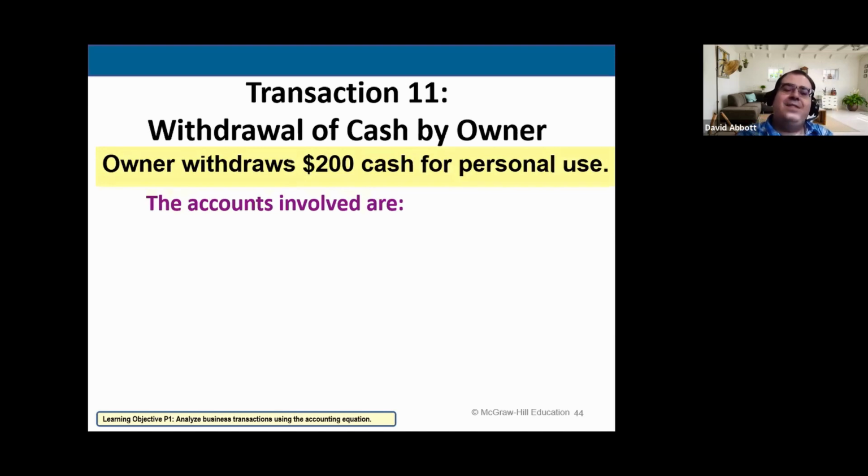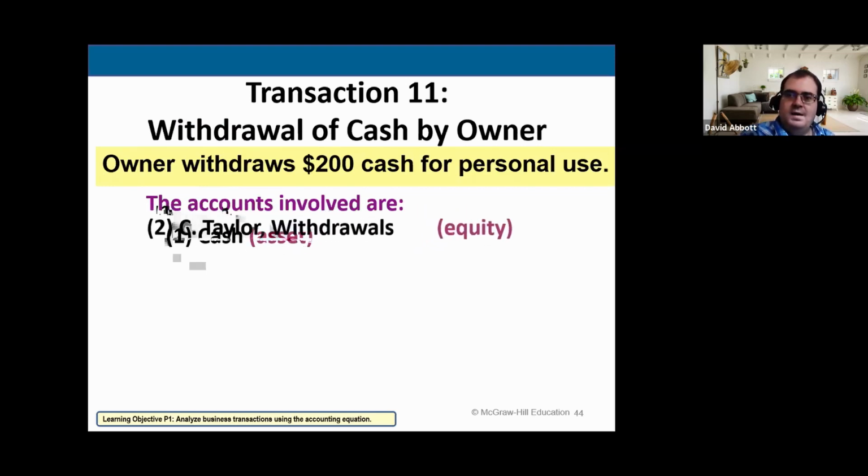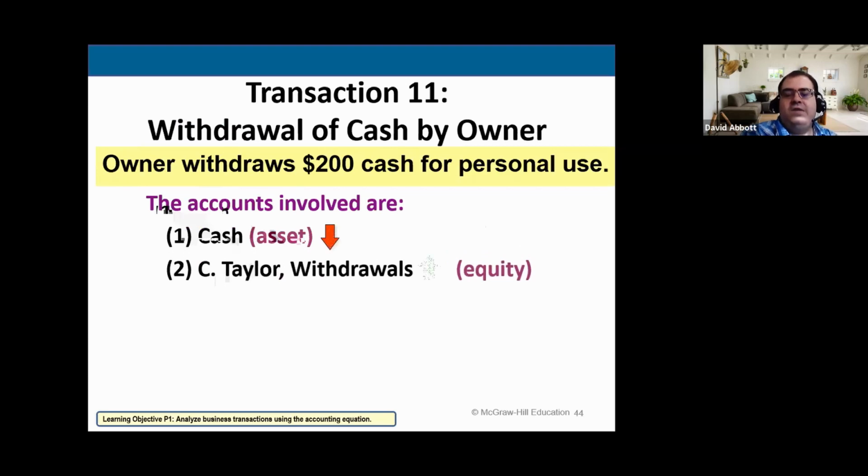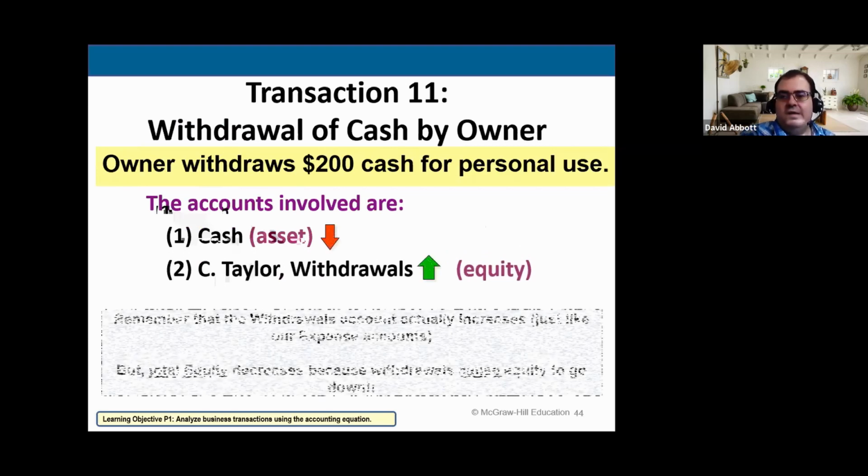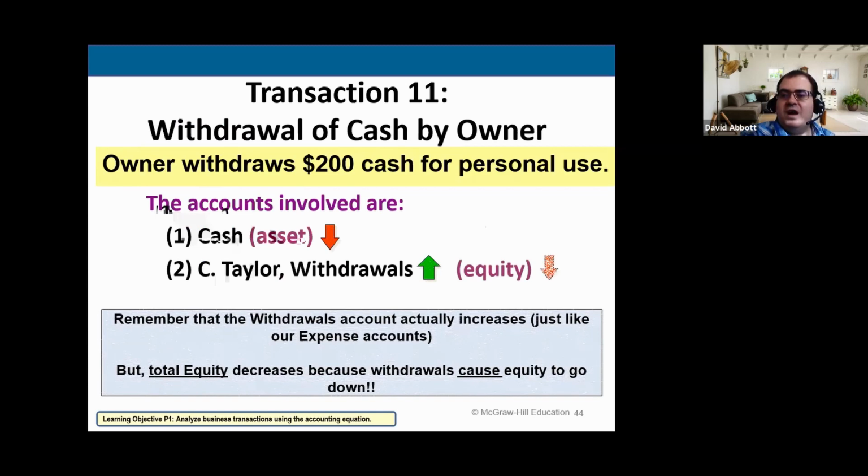All right. This one is owner withdrawals of cash for personal use. More likely, he could have taken cash out of the cash register. He could have also written himself a check, either way. So we see here that cash is going to decrease, and in his equity section the withdrawals are going to increase.